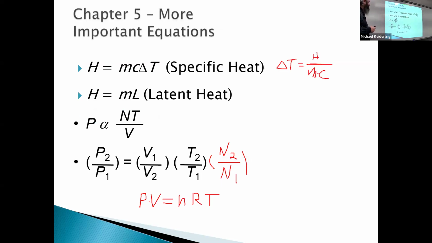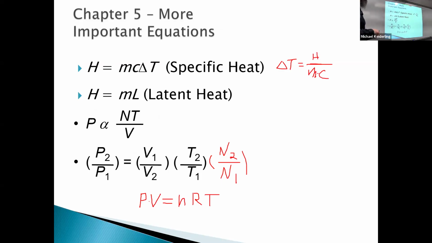The heat required to change the temperature of an object is mass times specific heat capacity times change in temperature. That change in temperature is heat divided by mass times heat capacity. Latent heat is the heat required to cause a phase change. It's mass times the appropriate latent heat.